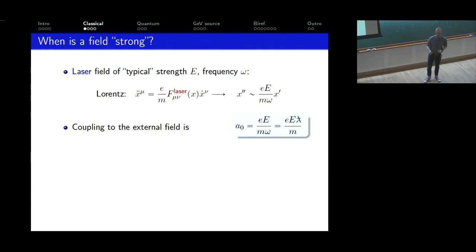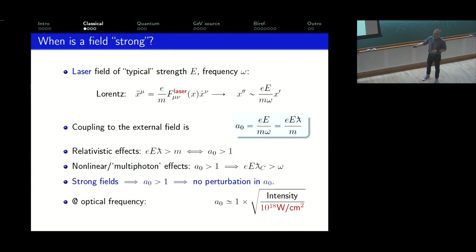What does it mean? What does this have to do with the field being strong? Well, if you put a0 equals 1 and stare at this expression, then a0 being equal to 1 says that the work done by the laser over a laser wavelength is the electron rest mass. So over a single cycle of your laser, an electron will be accelerated to relativistic velocities. Okay? So a0 larger than 1, relativistic physics.